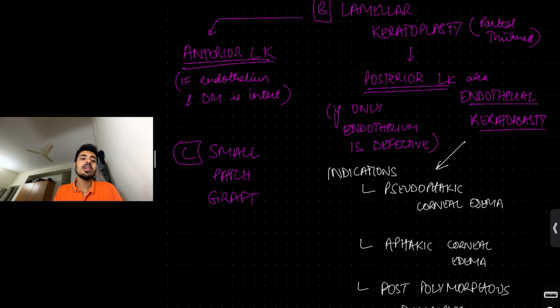The third type is the small patch graft, basically just a small patch of the cornea. You're not removing one whole cornea and putting in a new cornea, just a small patch of graft. So penetrating keratoplasty is full thickness, with optical, tectonic, cosmetic and therapeutic indications. Lamellar keratoplasty can be anterior or posterior. And then you have the small patch graft, where just a patch of the cornea is replaced.